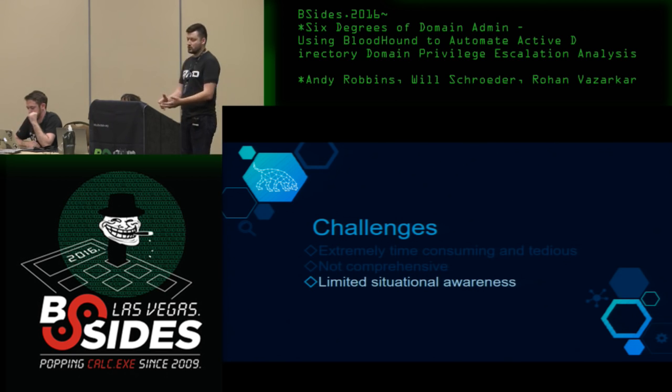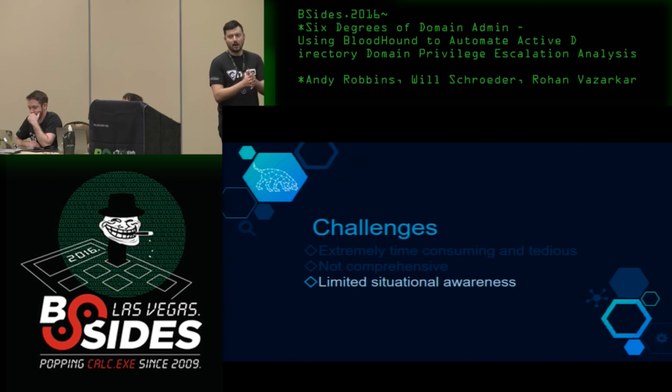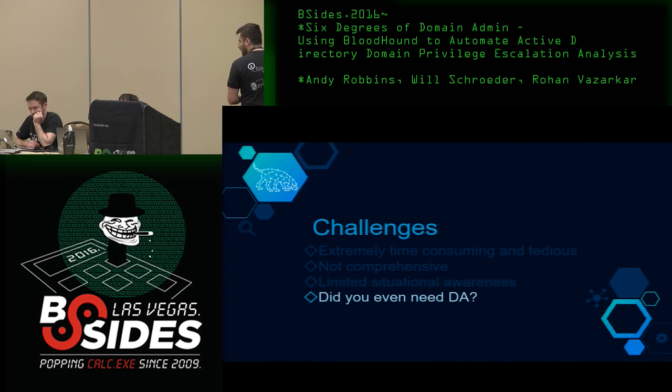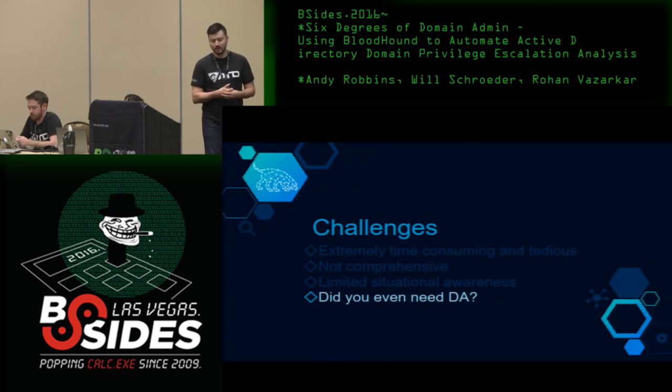Next, you have limited situational awareness during the entire course of your escalation process. Finally, you may not have even needed domain admin rights in the first place to meet your objective. If your objective was to get access to a SQL server or a web server, it makes sense to go after a DA, because that DA is going to have access to what you need. Or they're going to have access to the workstation that has a user on it that has the access that you need.